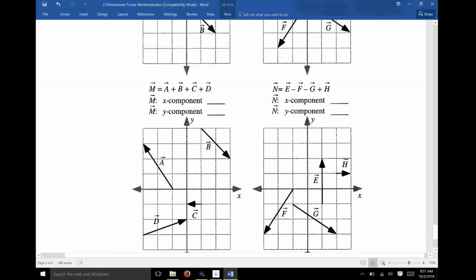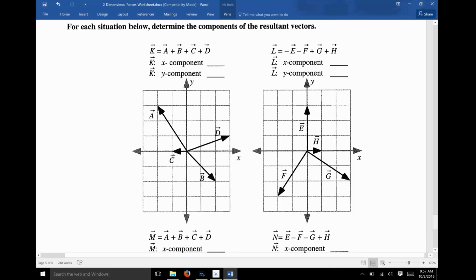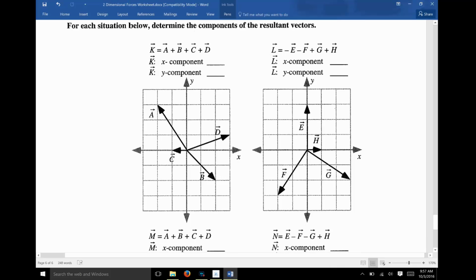Okay, and for this one as well. Well, for this one, you just have to find the components, but you do have to do the vector addition first and then find the components of it. So let me give you an example, A plus B. So I do vector A, the tip of that one goes to the tail of B. So B goes 2 to the right and 2 down. So B is right here, right there.